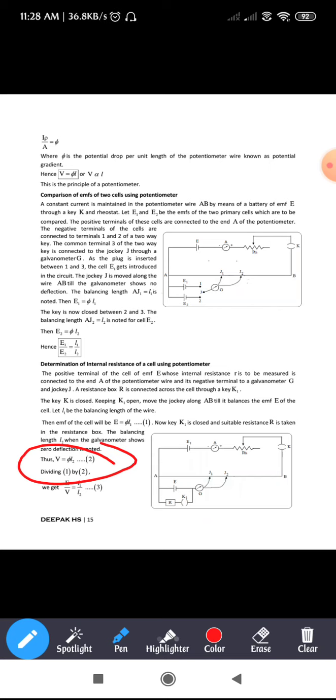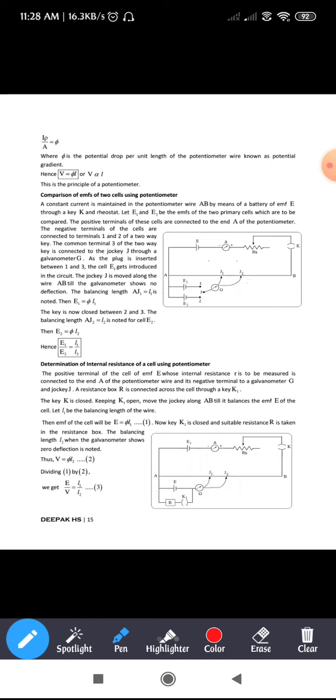Why is it that in equation 1 we have written E is equal to phi into L1 and in equation 2 we have written V is equal to phi into L2? Because in equation 1, as we said, no current flows through this part of the circuit. When no current is drawn from that part of the circuit, we express that as the EMF. In the next case, K1 is also closed, so the current also flows through this circuit. So it is drawing current, hence we represent that by V. V is nothing but the terminal potential difference.